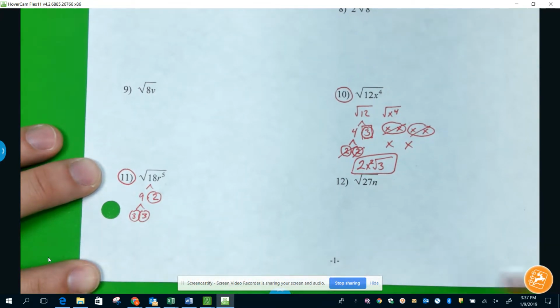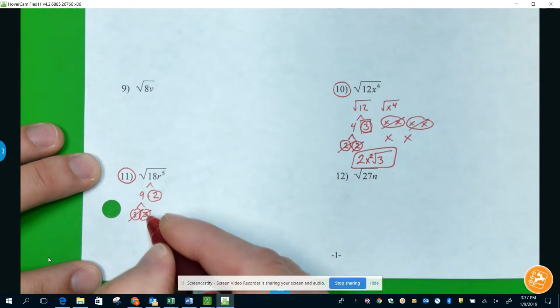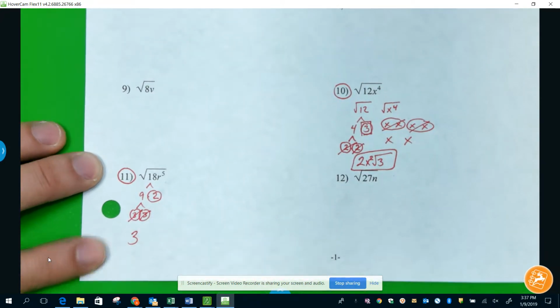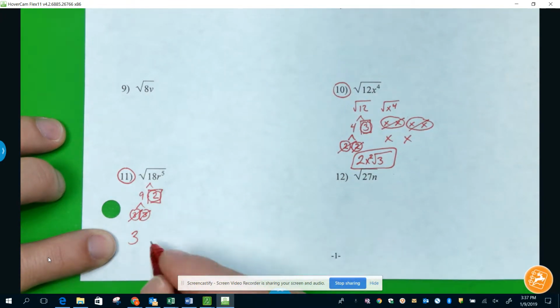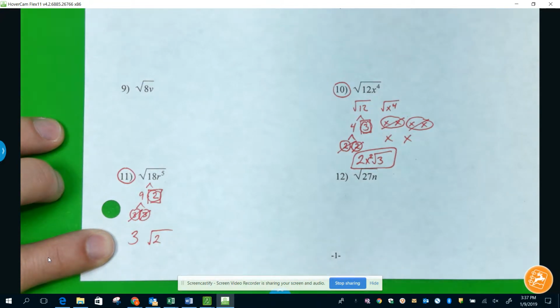Once I've got all prime numbers, I look for any pairs. Here I've got a pair of 3's. Those guys team up and go outside together as one big 3. The 2 here doesn't have a partner. He's a single guy, so he's got to go back inside the house, home alone.